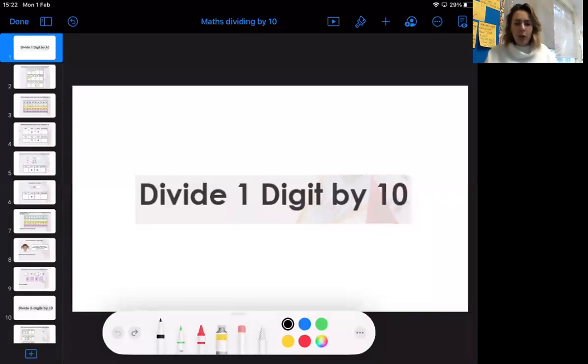Hello everybody and welcome to Tuesday's maths lesson. Today we are continuing to be dividing by 10. We're going to be dividing one-digit numbers by 10 and we're also going to be dividing two-digit numbers by 10.